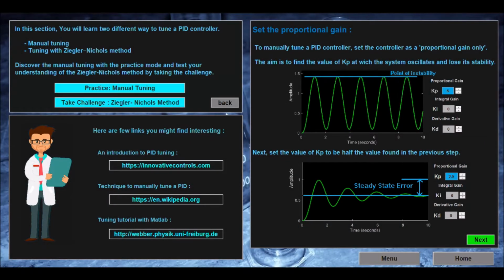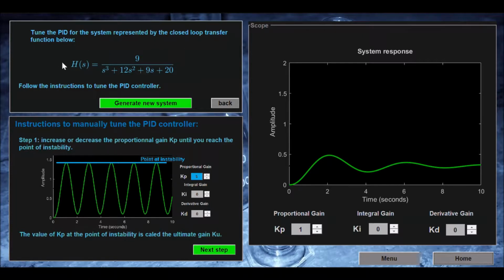In the tuning a PID controller section, the user will learn how to tune a PID controller with two methods, using manual tuning and using the Ziegler-Nichols method. In the manual tuning section, the user is given a system to be tuned using the gains of the PID controller, the proportional, integral, and derivative gain.